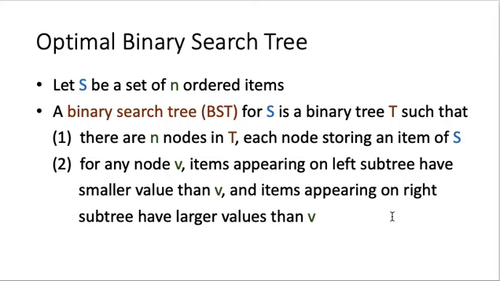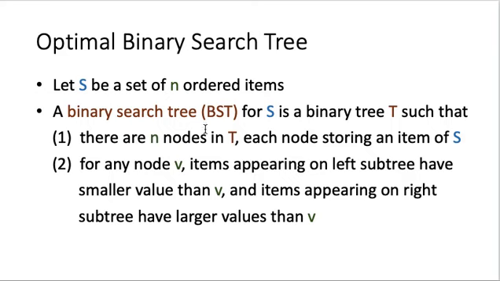Next, we will talk about the optimal binary search tree problem. Before we do so, let us review what a binary search tree is. Let S denote a set of n ordered items. So it could be n numbers or n words, and then they are ordered, like in lexicographical order.